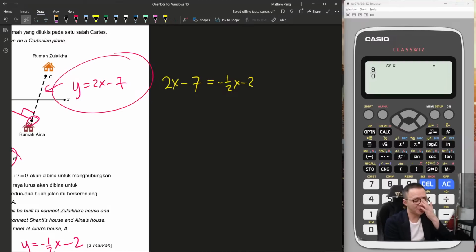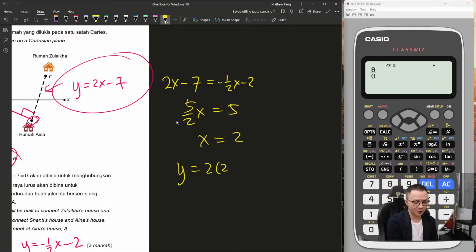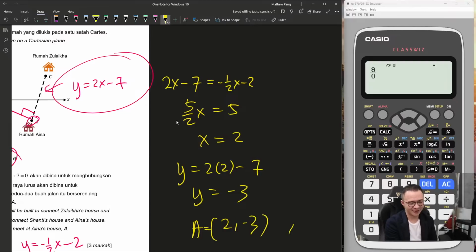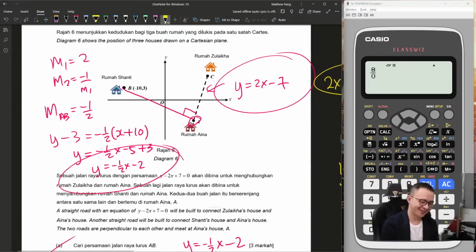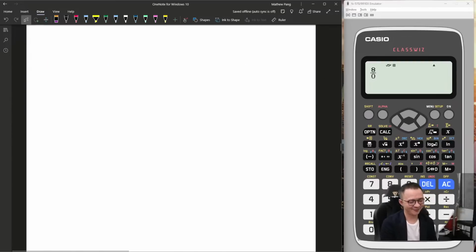So solve this equation. 5 over 2 x equals 5, x equals 2. Then y equals 2 minus 7, y equals negative 3. Then Aini's house, or Aina's house, is basically (2, negative 3). 3 marks. Okay, if you understand, just do the simultaneous, sub the first equation into the second equation, you can easily find the A coordinates. Done. 6 marks.